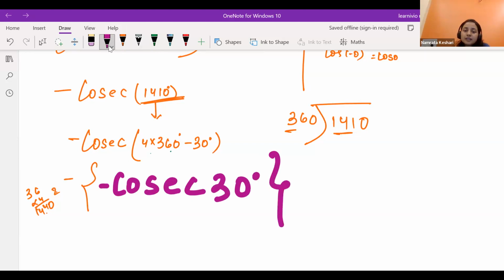Are you getting it, Ali and Alina? Yes, ma'am. What is the value for cosec 30? Minus minus plus. Cosec 30 is... Is it getting clear? Yes, ma'am.